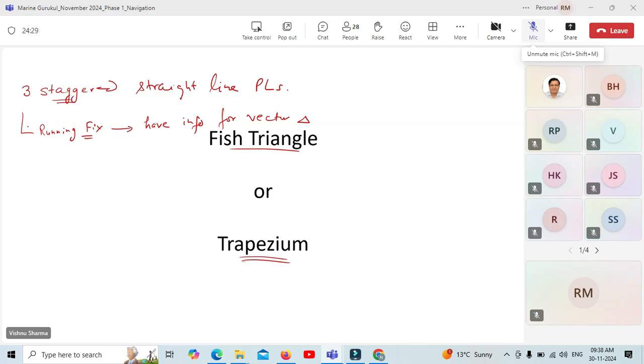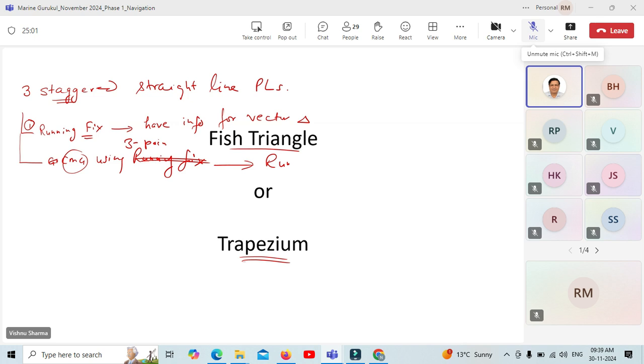Correct? Yes or no, guys? Yes, sir. If you run short of information, then you'll try to supplement it by getting the CMG and using 3-point bearing, and then you will shift over to running fix. You've already done this, right, guys?